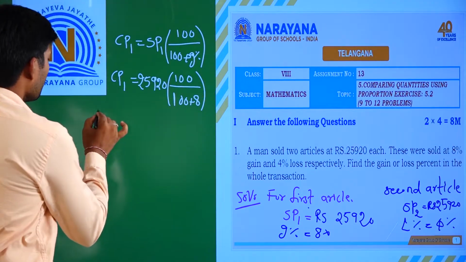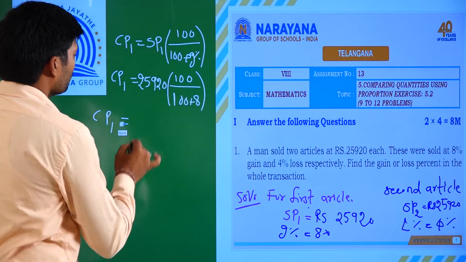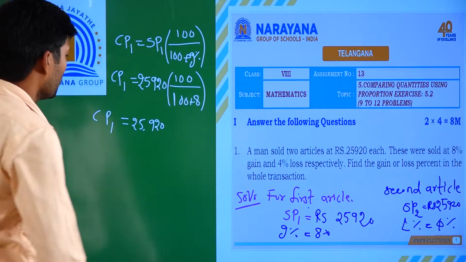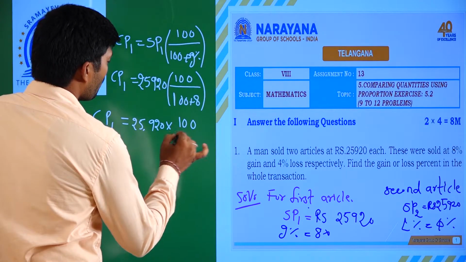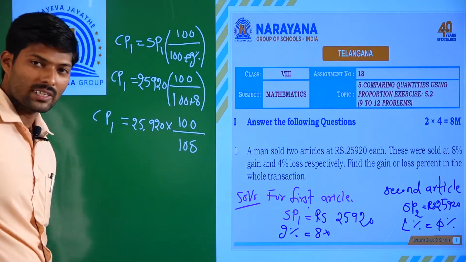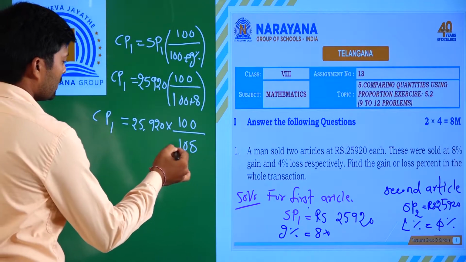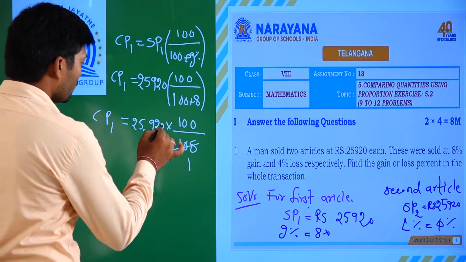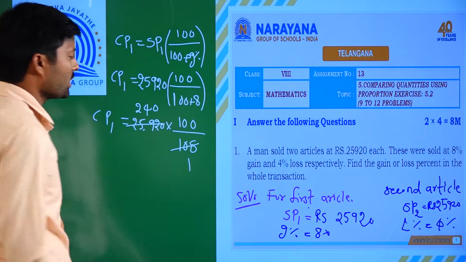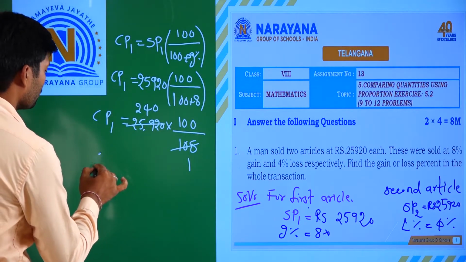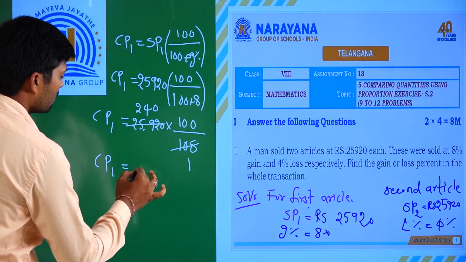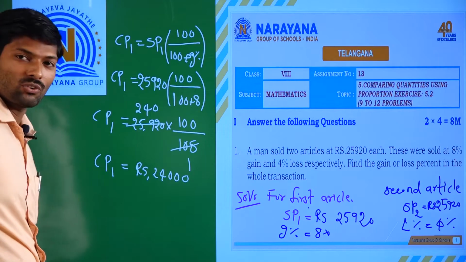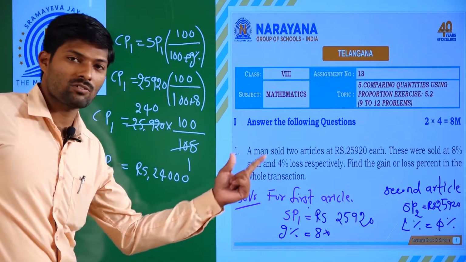So likewise, what is CP1? CP1 is equal to 25,920 into 100 upon 108. So is there any cancellation? Yes, by the divisibility rule of 9, we can directly cancel 108 times 240 is 25,920. So directly cancel with 240. So what is the product of this one? So the cost price of the first article is exactly Rs 24,000. So we got the value of the cost price of the first article.